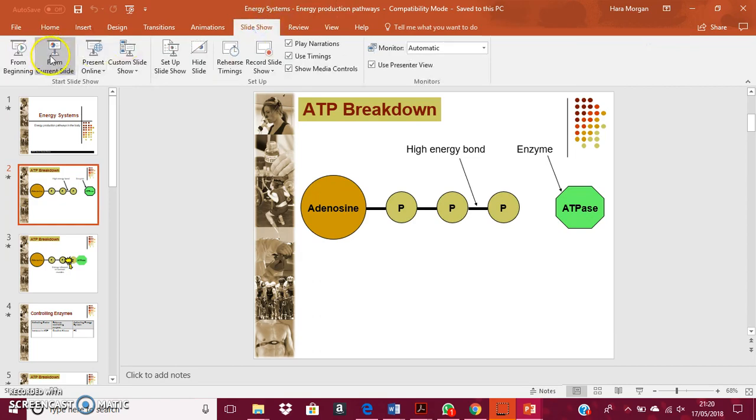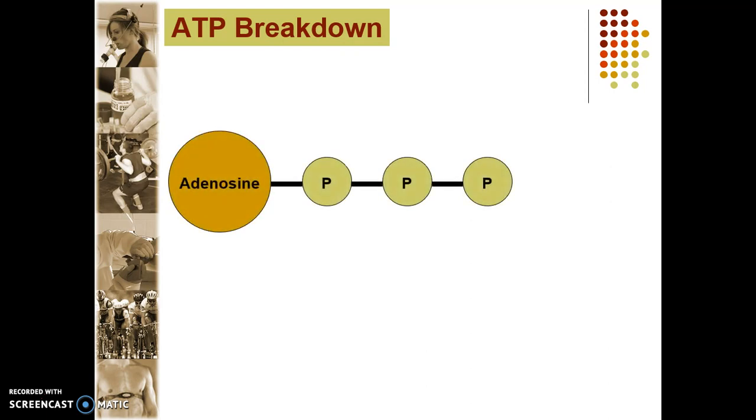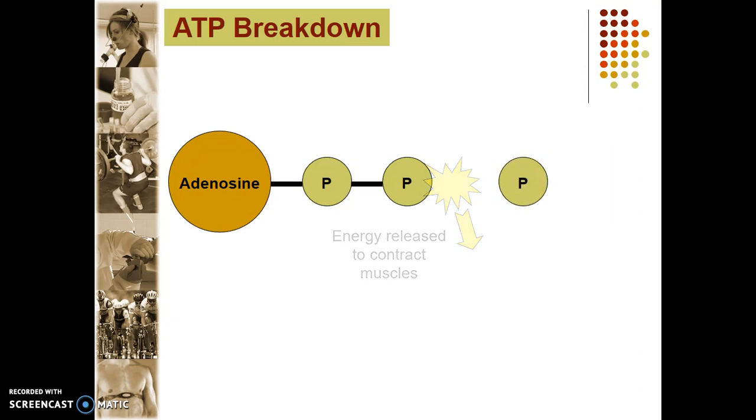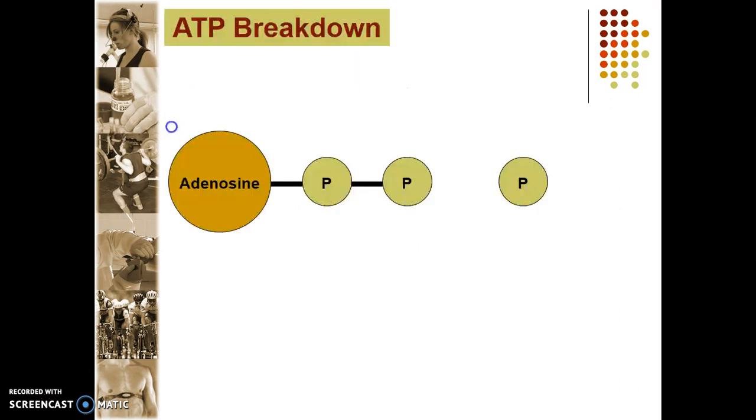Before we move on, I am just going to show you the breakdown just to remind you of what happens. This is first of all just the breakdown of ATP itself. So you have ATP, adenosine triphosphate. ATPase comes along, attaches to the last phosphate, energy is released to contract the muscle. Now we are left with ADP. ADP is not energy, we need ATP to create energy, and that is why it is important that the three energy systems we go through are trying to create ATP so we can have muscular contractions taking place. Don't worry about that, that's going to be the next system.